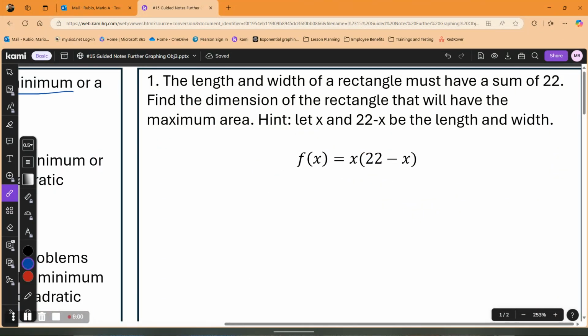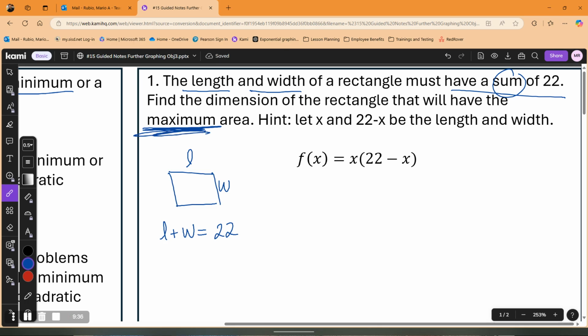The length and width of a rectangle must have a sum of 22. So we'll draw a little sketch. We don't know what the length and the width are, but we know that if we add them, sum means add, they're going to equal 22. Now we need to find the dimensions of the rectangle that will have the maximum area. The hint says let x and 22 minus x be the length and the width.